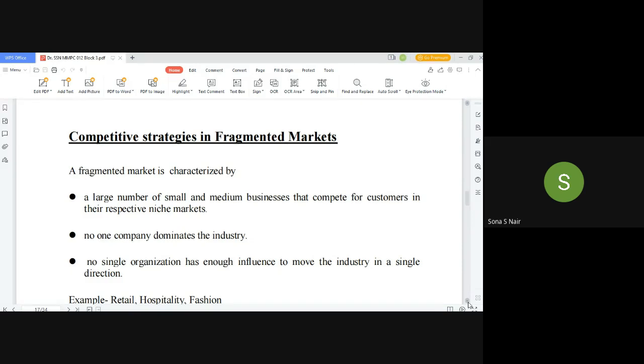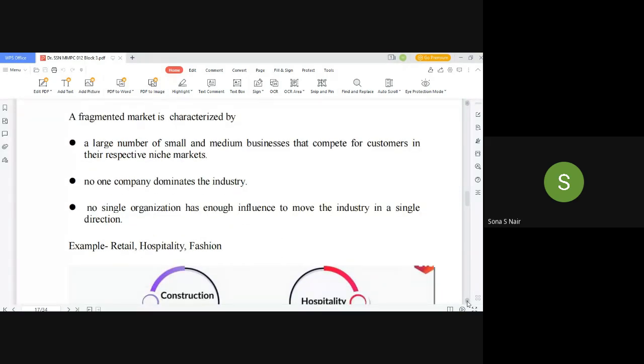Look at advertising. Look at fashion. Look at the retail market. So these are all industries which are not very organized, which are not very dominated by any one firm. So having a business in these fragmented markets is a different game altogether, right? Hospitality is also one area where it's not very organized, and it's a fragmented market.